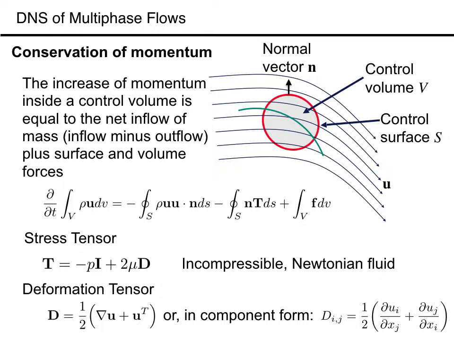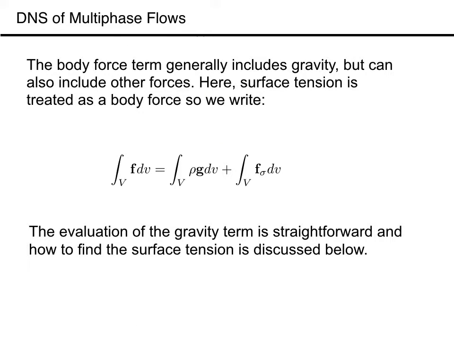The full stress tensor also has stresses for compressing the fluid, but for incompressible flow this is zero and is therefore not included here. The body force generally includes gravity, and for immiscible multiphase flow we usually also have surface tension. We'll give the specific form for the surface tension shortly, but here simply split the body force into two parts.